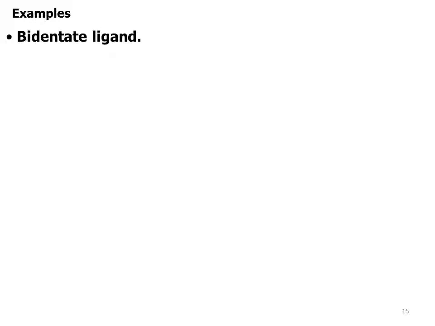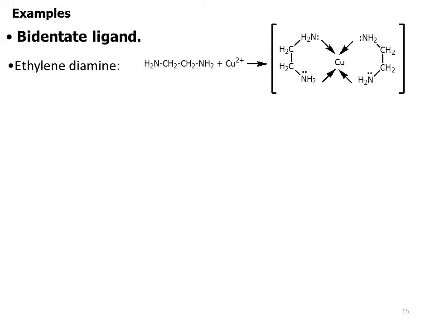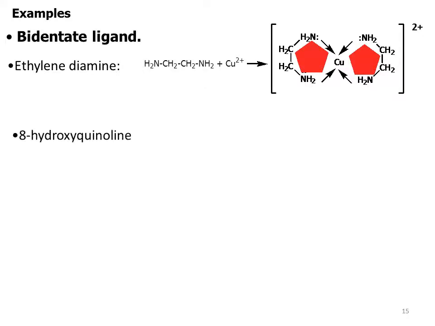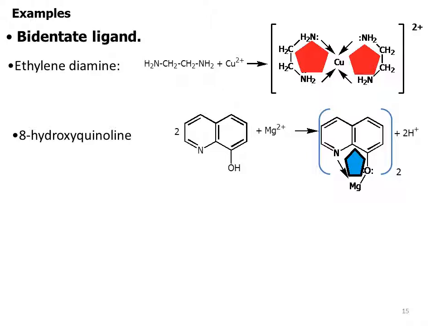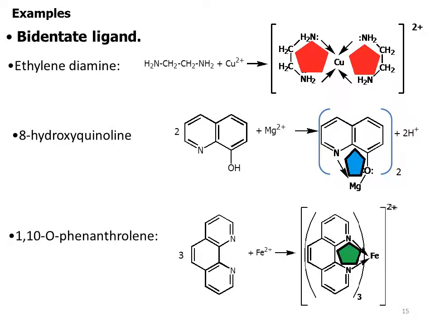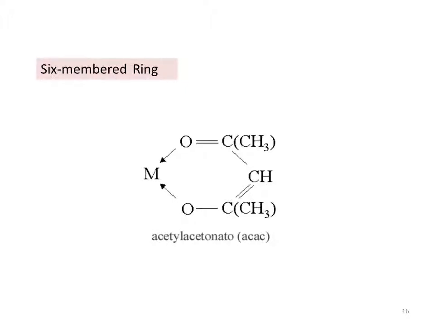Examples from the polydentate ligands. Let us begin with the bidentate ligand, such as ethylene diamine with copper. It forms a ring structure, a chelate. 8-hydroxyquinoline, ring structure with magnesium. Orthophenanthroline with ferrous, also a ring structure chelate with the ferrous. 6-membered ring, such as acetylacetonato.